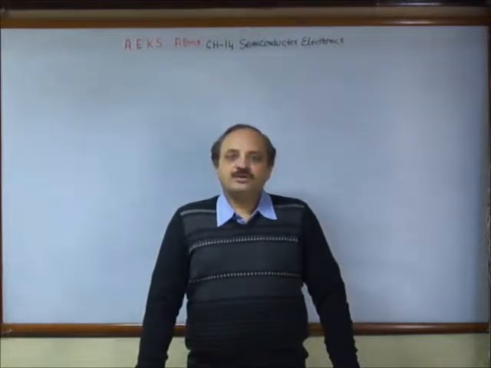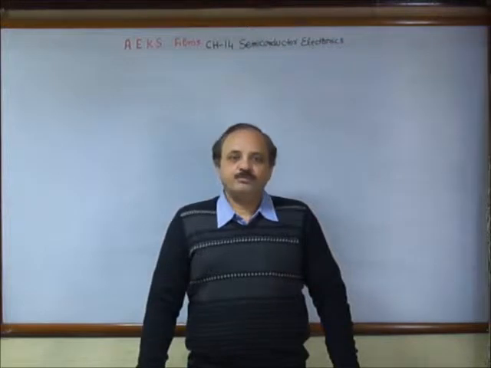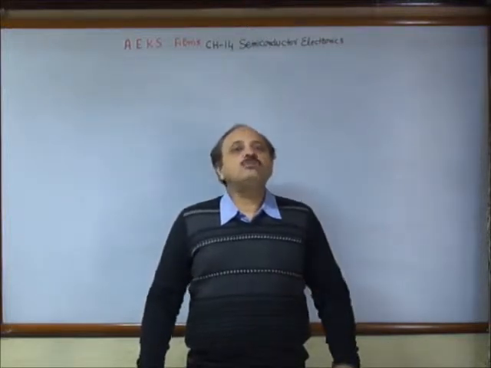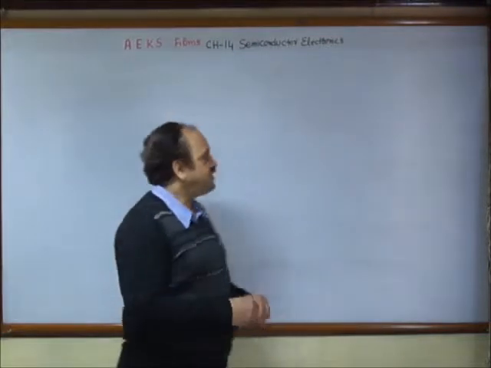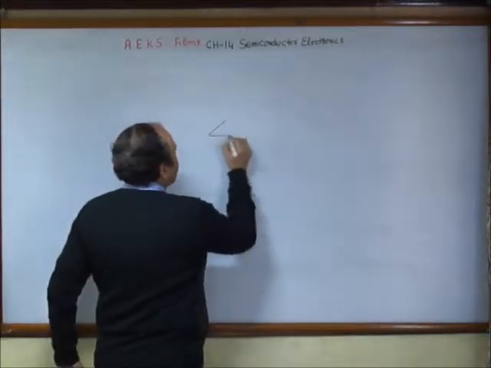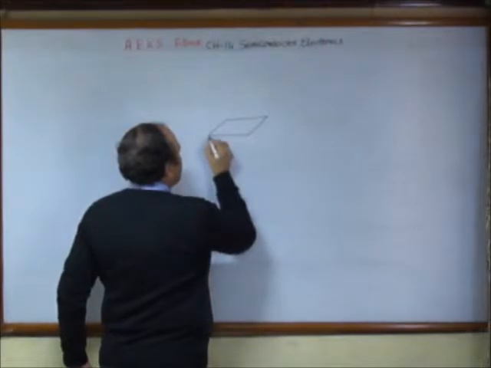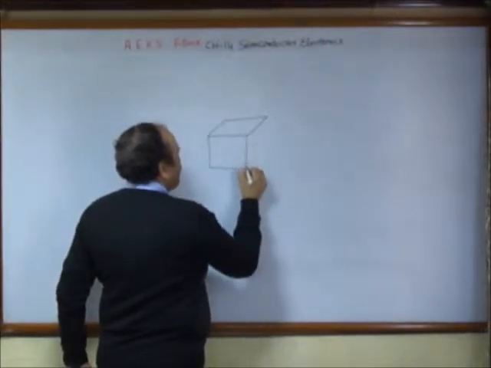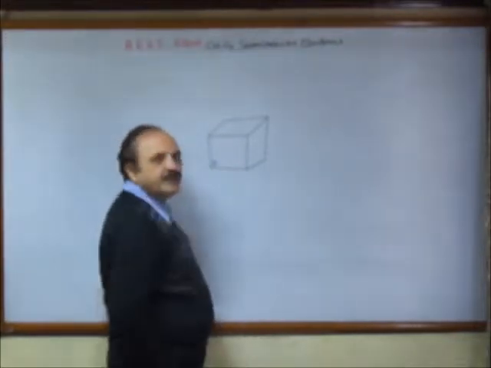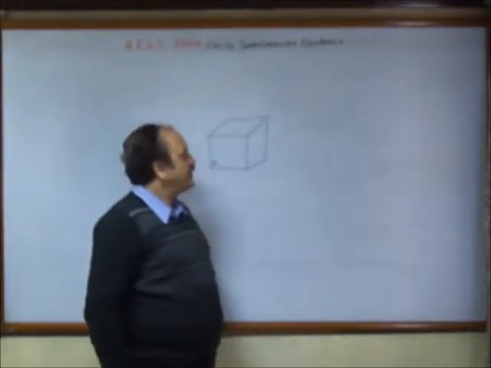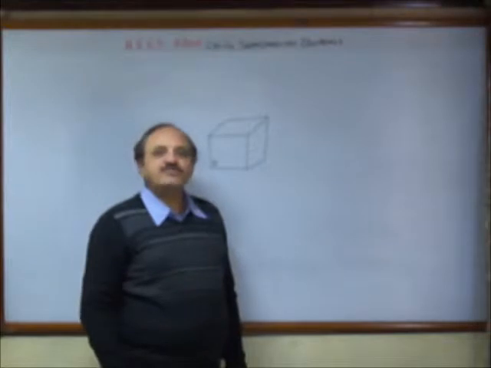To this block, we initially dope the impurities of the 13th group in such a way that the whole block becomes P region, something of this type. This entire region is made P-type by putting the impurities of the 13th group.